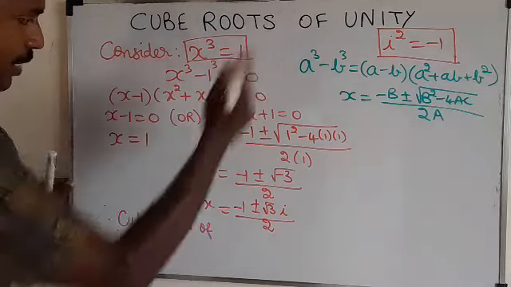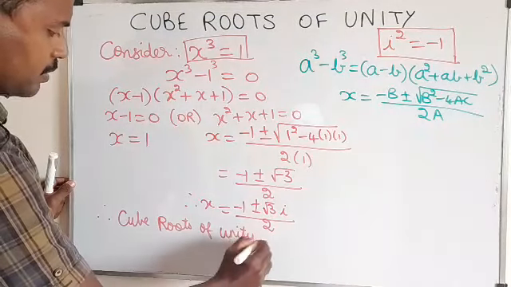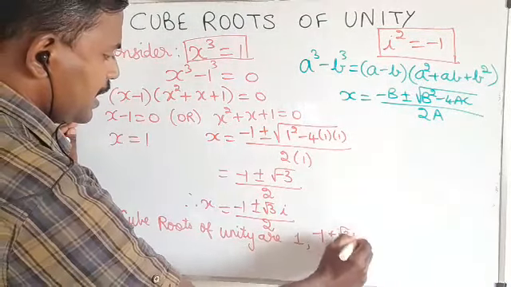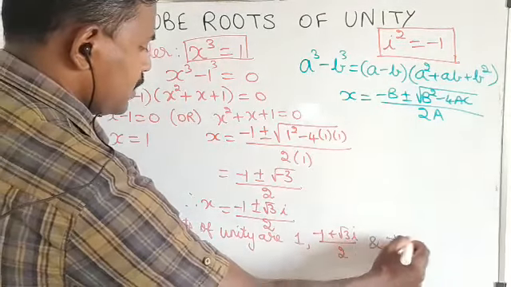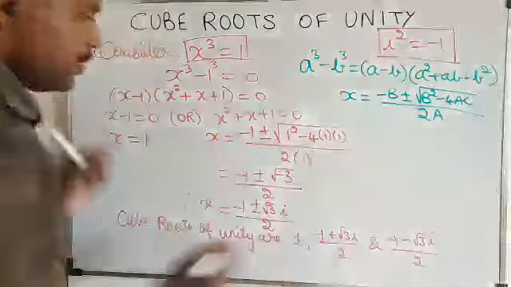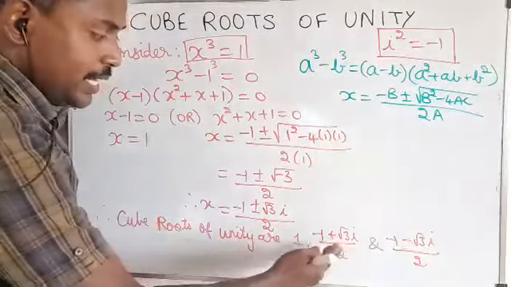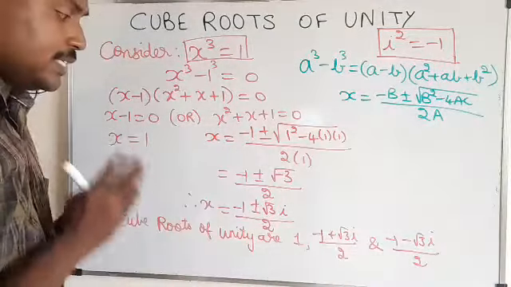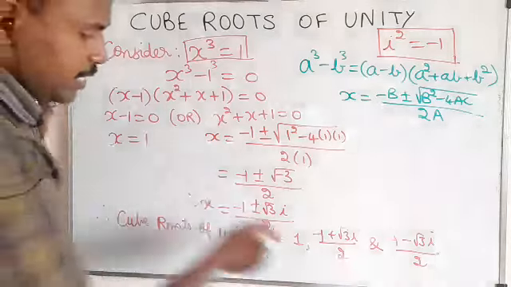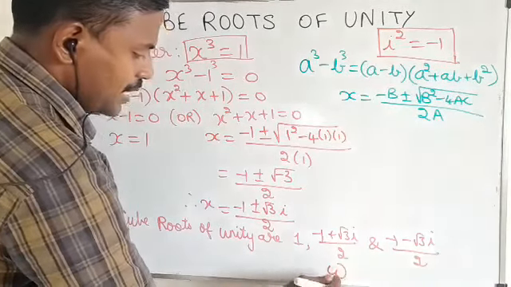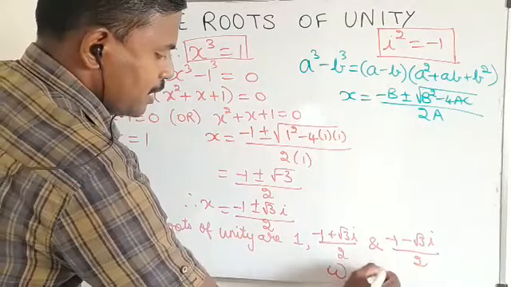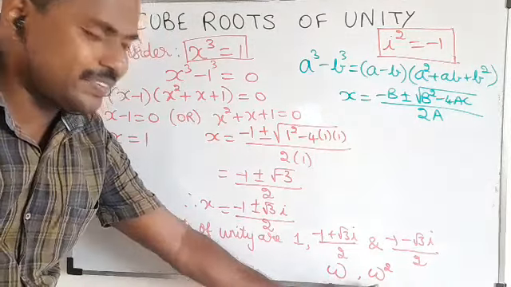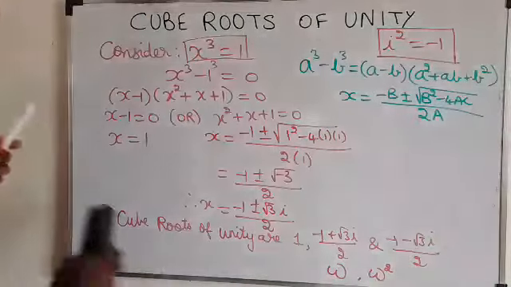Cube roots of unity means cube roots of 1. They are 1 and these two values, minus 1 plus root 3i by 2 and minus 1 minus root 3i by 2. Okay. So these two complex numbers are actually conjugate to each other. See, here plus and here minus, that's the only difference. And now for convenience, we can name this as omega, the Greek letter omega, and we can name this as omega square. So you may be wondering, if it is omega, should it be omega square? Of course it is. Let us check it out.